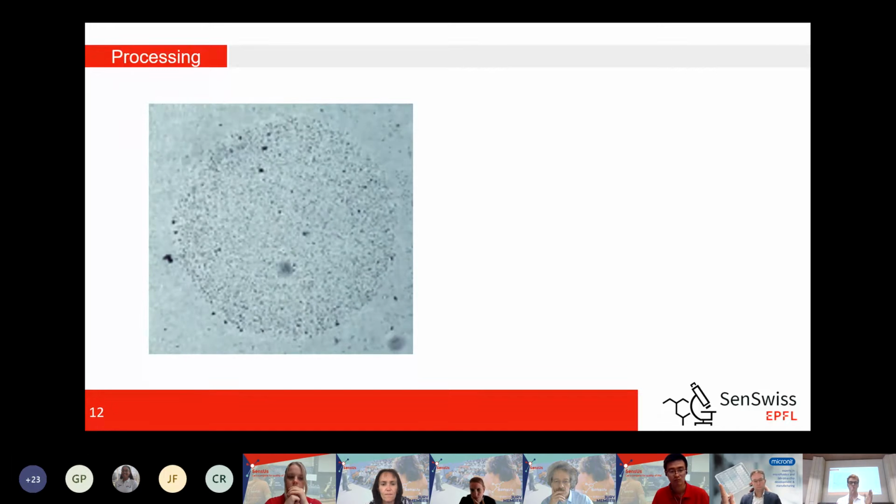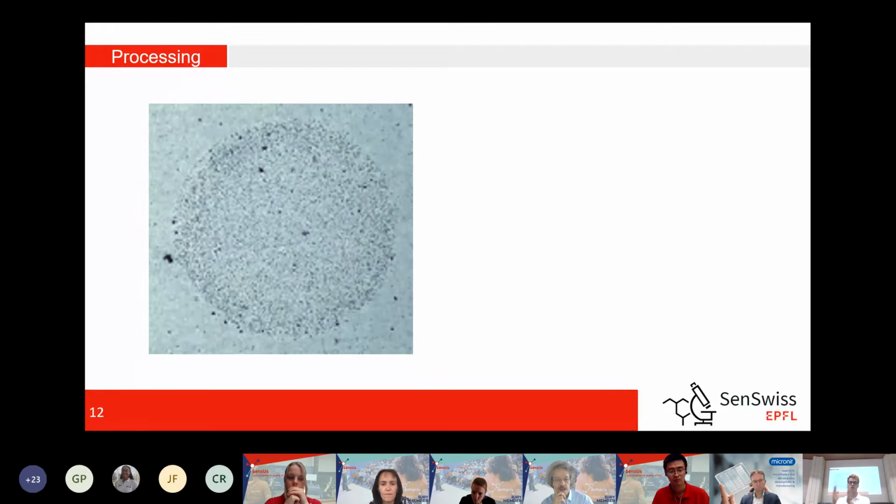What we're also thinking of doing is putting multiple channels next to each other, so you can use one gold nanohole array multiple times.